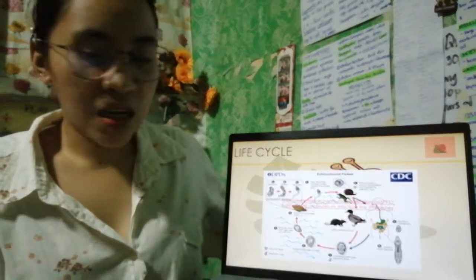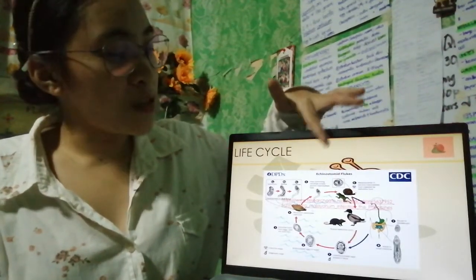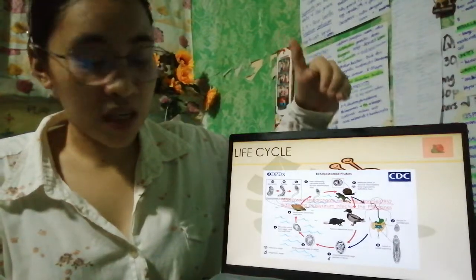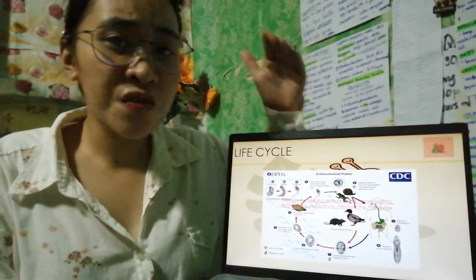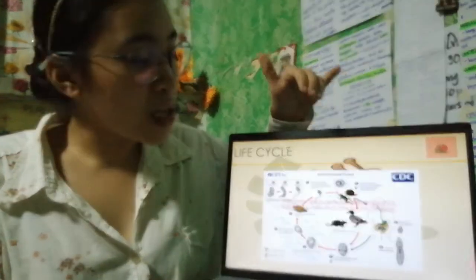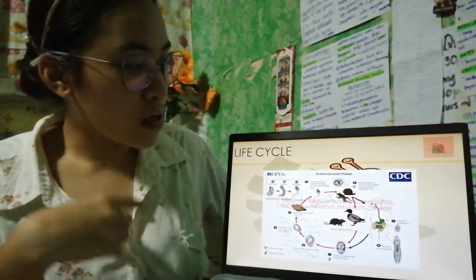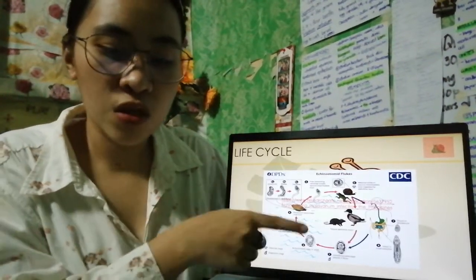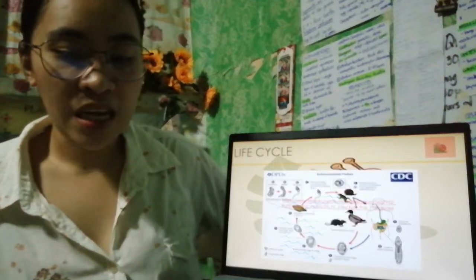And next, the definitive host becomes infected after eating the metacercariae in the infected second intermediate host. After that, the metacercariae excyst in the duodenum and the adults reside in the small intestine. Some are also found in the bile ducts and large intestine.